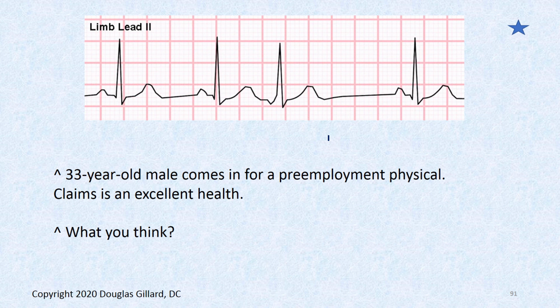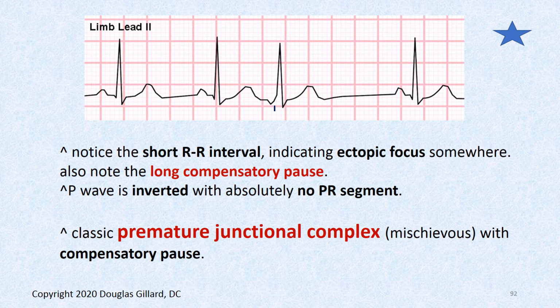One more. A 33-year-old male comes in for a pre-employment physical. He's in excellent health. Is that true? Well, he might be in health, but you're going to send him to the cardiologist to get cleared for the job. Because look at the RR intervals, really short here. And if you look at it, we got an inverted P wave with zero PR segment. So who could that be? If there's no PR segment, that's got to be an ectopic focus coming from the proximal AV node. And that's what it turned out to be, PJC in this patient.